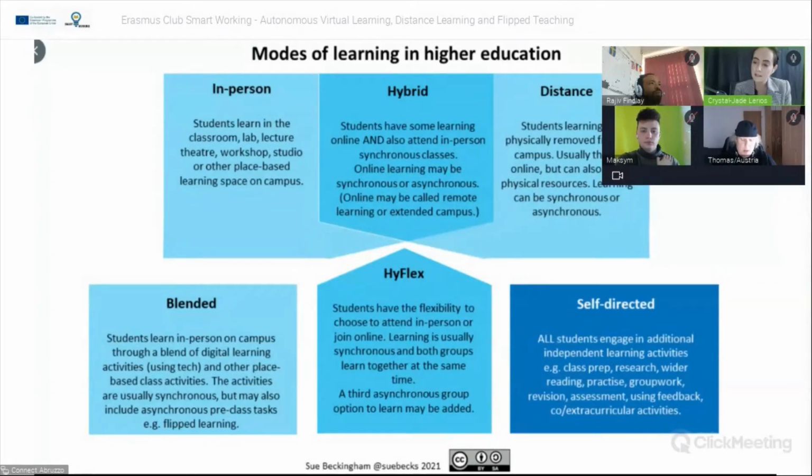Self-directed is also a mode of higher learning, but we're going to look into that a bit more. And we've got all these things, which I'm not going to mention now because I don't want to waste too much time. You have that slide. We will provide that for you. You can take more time into reading that because we want to focus on specific things today. So if you could please go to the next slide.